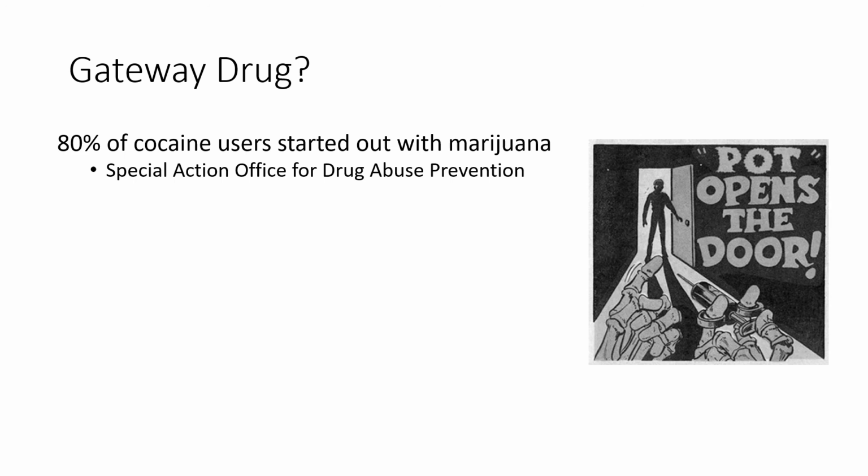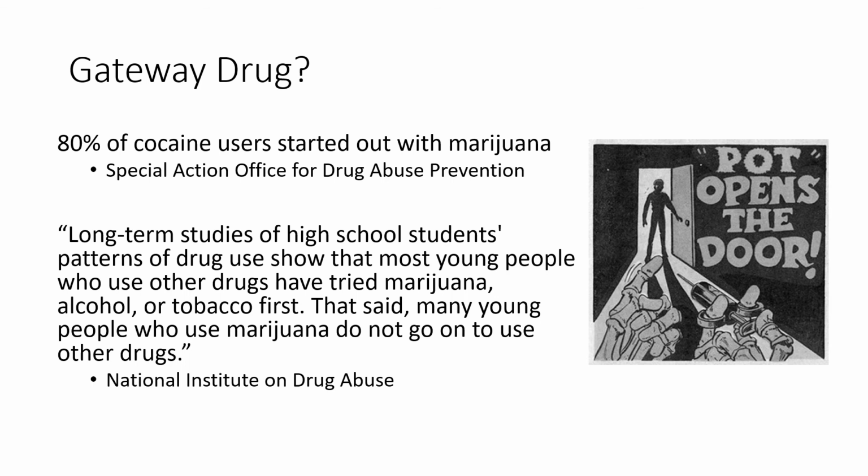Oh, wait. When you're looking at this, you can't draw causal explanations from just these statements. You actually have to look at other things. Long-term studies of high school students' patterns of drug use show that most young people who use other drugs have tried marijuana, alcohol, or tobacco first. That being said, many people who use weed do not go on to use other drugs. So it's not a guarantee that you're going to go on to others. It's considered a gateway drug only because of its ease of getting and its ubiquity of use.